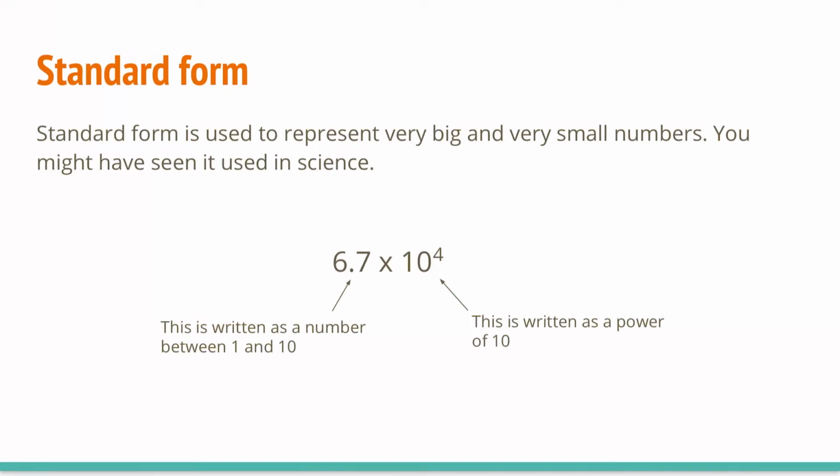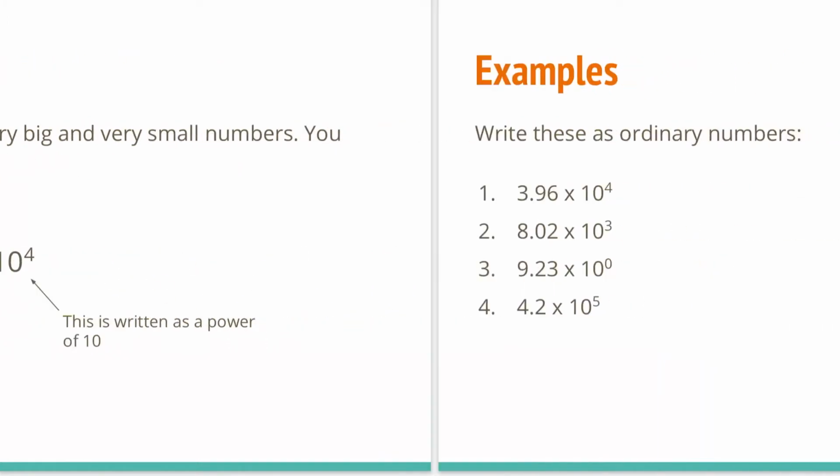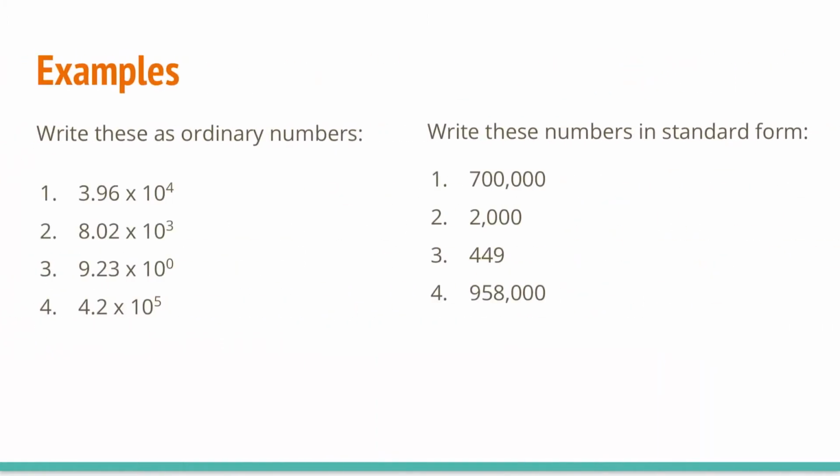So for standard form, we need to make sure that the number is written as a number between 1 and 10, and then we times that by 10 to the power of something. Okay, and it's a way that we can write really big numbers and really small numbers. So for example, 6.7 times 10 to the 4 is written in standard form.